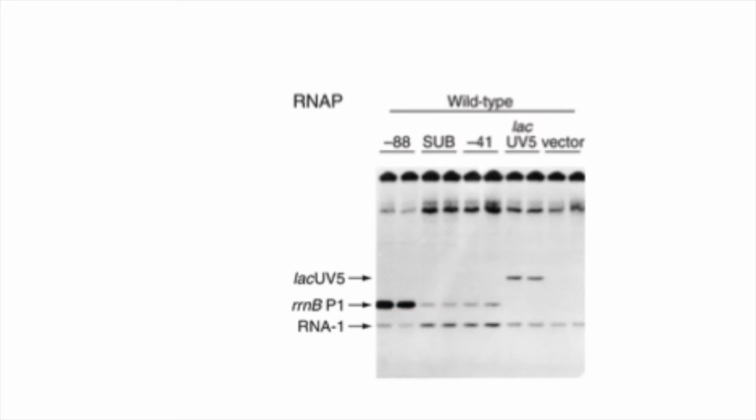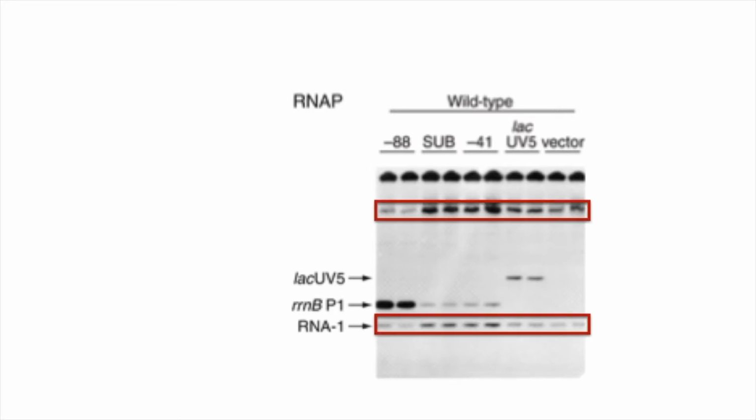So there's one more kind of cool thing I want to point out about this gel. Look at these bands here and these bands. Look at lane 88. With the up element, you see how the band intensity in these lanes is weaker? Well, this makes sense. There's only so much RNA polymerase available, and with the up element for lane 88, RNA polymerase is going to disproportionately bind to that versus the other promoters in the vector.